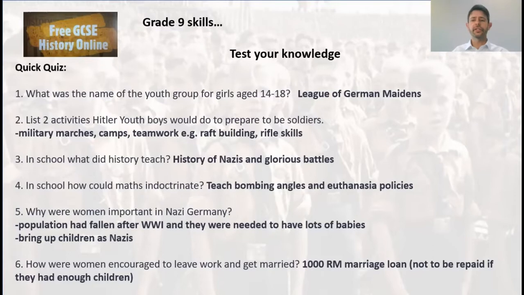So again, question 6, how were women encouraged to leave work? Well, they had the 1,000 Reichsmark marriage loan, which was repaid in chunks as and when they had children. So, 4 to 6 children, never going to pay that back. So you're being paid to be a mother instead of paid to go to work.